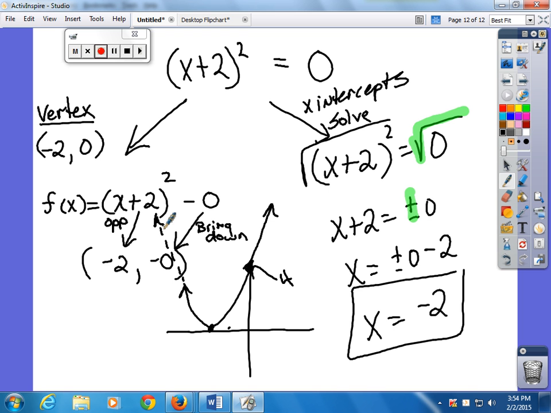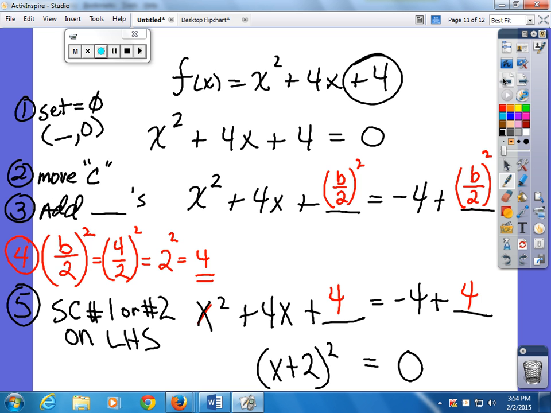Somebody tell me what the domain of this function is. All real numbers. That's another way of writing it. What's your range? 0, positive infinity. Yes, ma'am. 4, right here. That's your y-intercept. C is always your y-intercept on a parabola, on a quadratic.